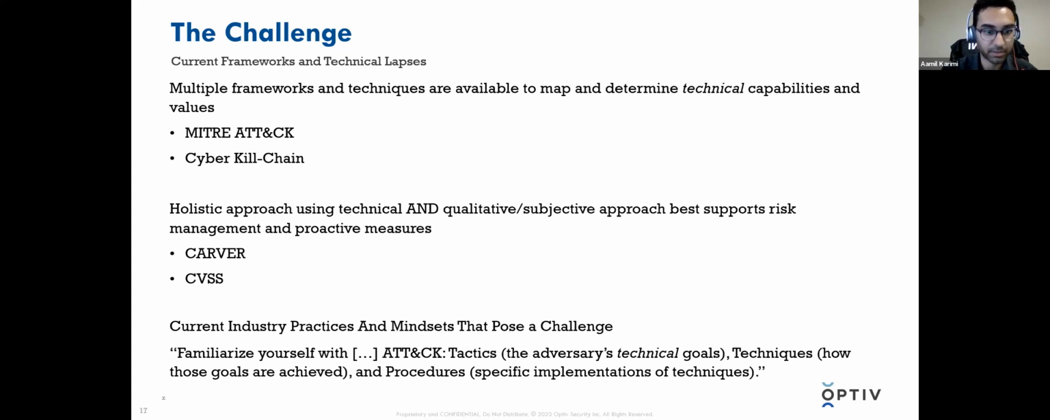And I think those subjective qualities really add to that holistic intelligence picture that I think was missing from information security. And so current industry practices and mindsets do pose that challenge of being very technical, but not looking at it from that subjective and qualitative approach. And I think that's very important to give a proper risk and threat picture to our customers.